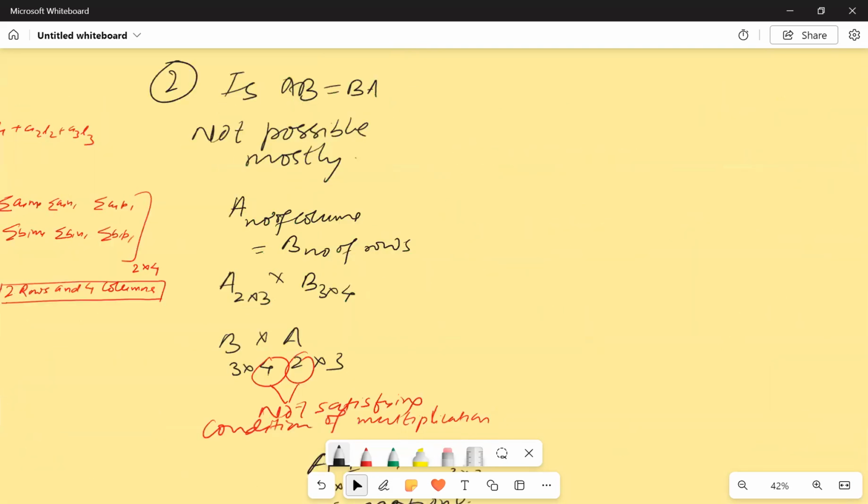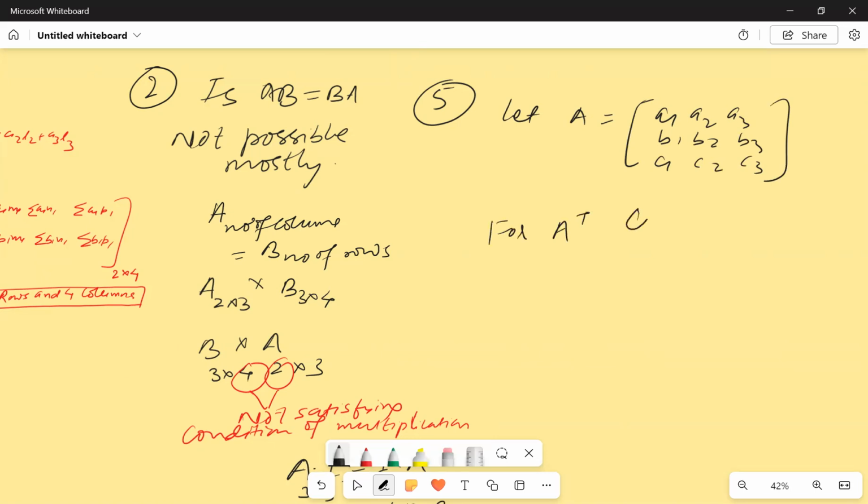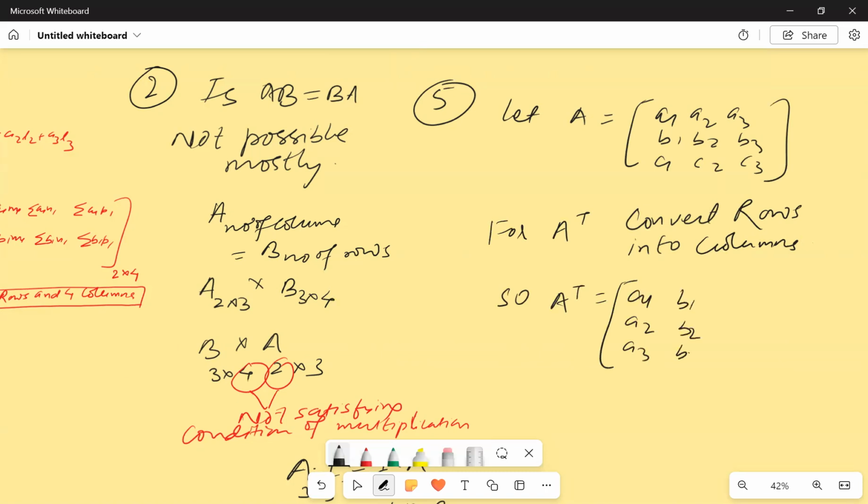Now, number 5. Let A be equal to, suppose, A1, A2, A3, B1, B2, B3, C1, C2, C3. Then A transpose is simply, for A transpose, convert rows into columns. So A transpose will be equal to A1, A2, A3, B1, B2, B3, C1, C2, C3.